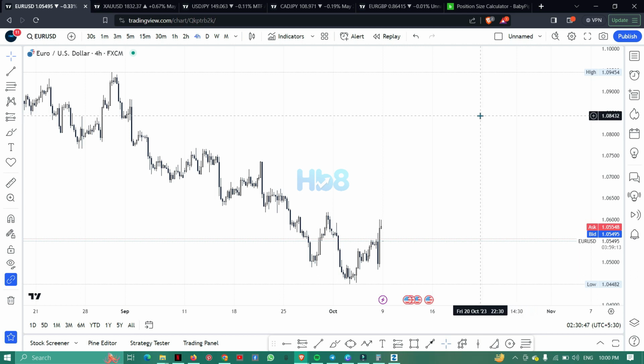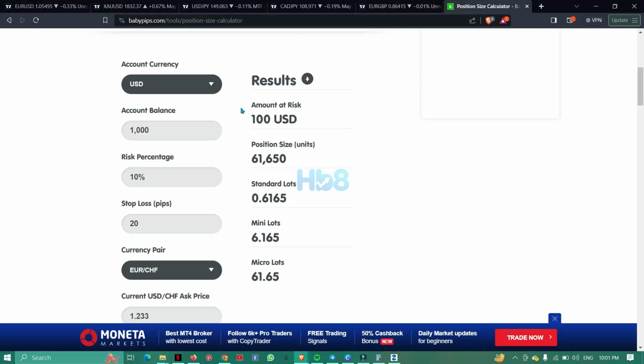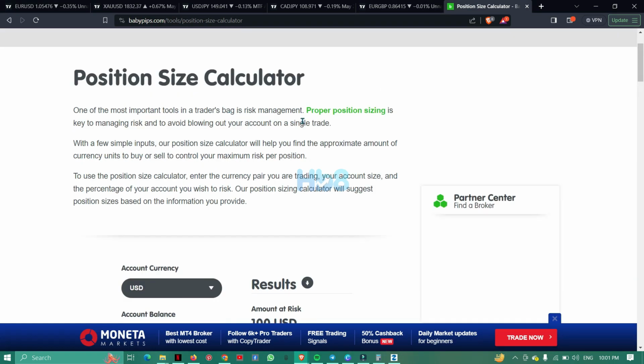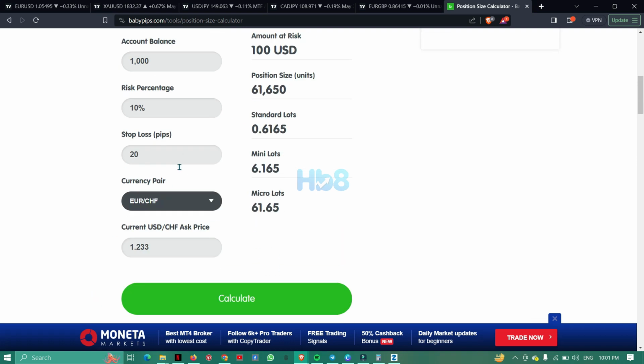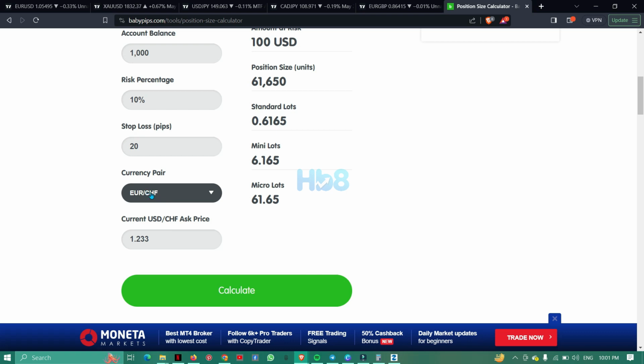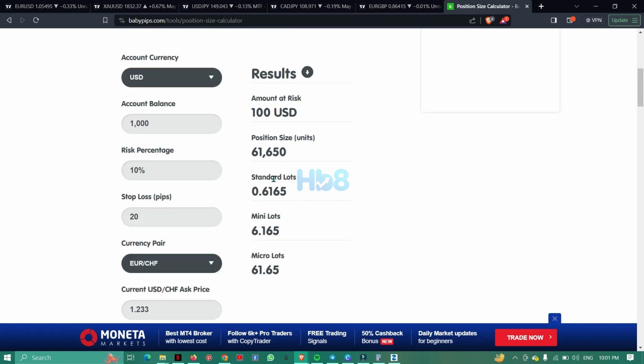I know a lot of us traders who want to use the right lot size often find it so stressful having to go through lot size calculators like this, position size calculators like this, and most especially when you trade minor currencies like Euro CHF, for instance, and Euro GBP, where you would have to go and check the current price of USD CHF or GBP USD to input here before you can get the right lot size. So this video, we're going to deal with that.